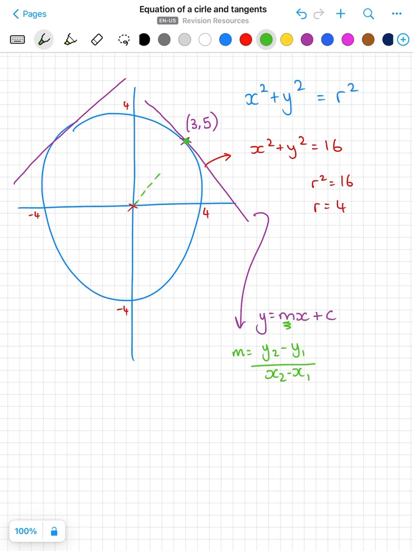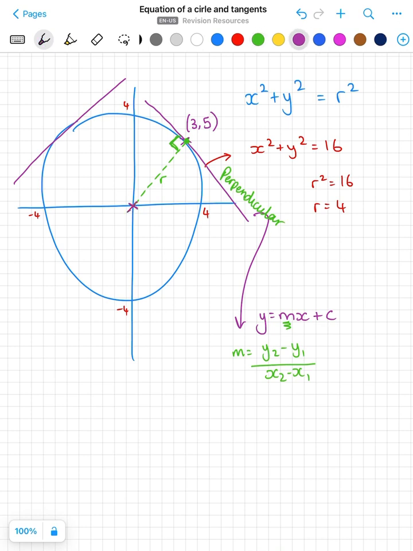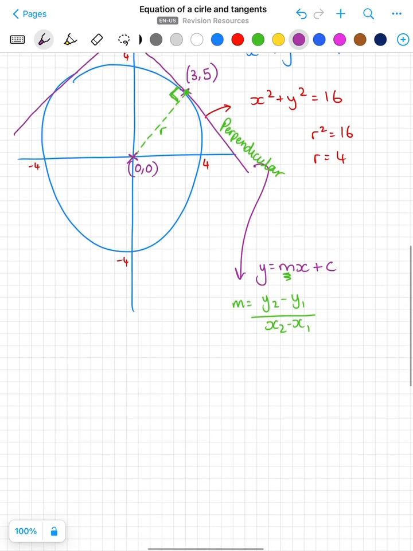Understanding our circle theorems tells us that a tangent meets the radius at 90 degrees, which makes our tangent perpendicular to the radius. So we can work out the gradient of the radius because it passes through 0, 0 and 3, 5. So the gradient of our radius is the change in y over the change in x, which leaves us with a gradient of 5 over 3.